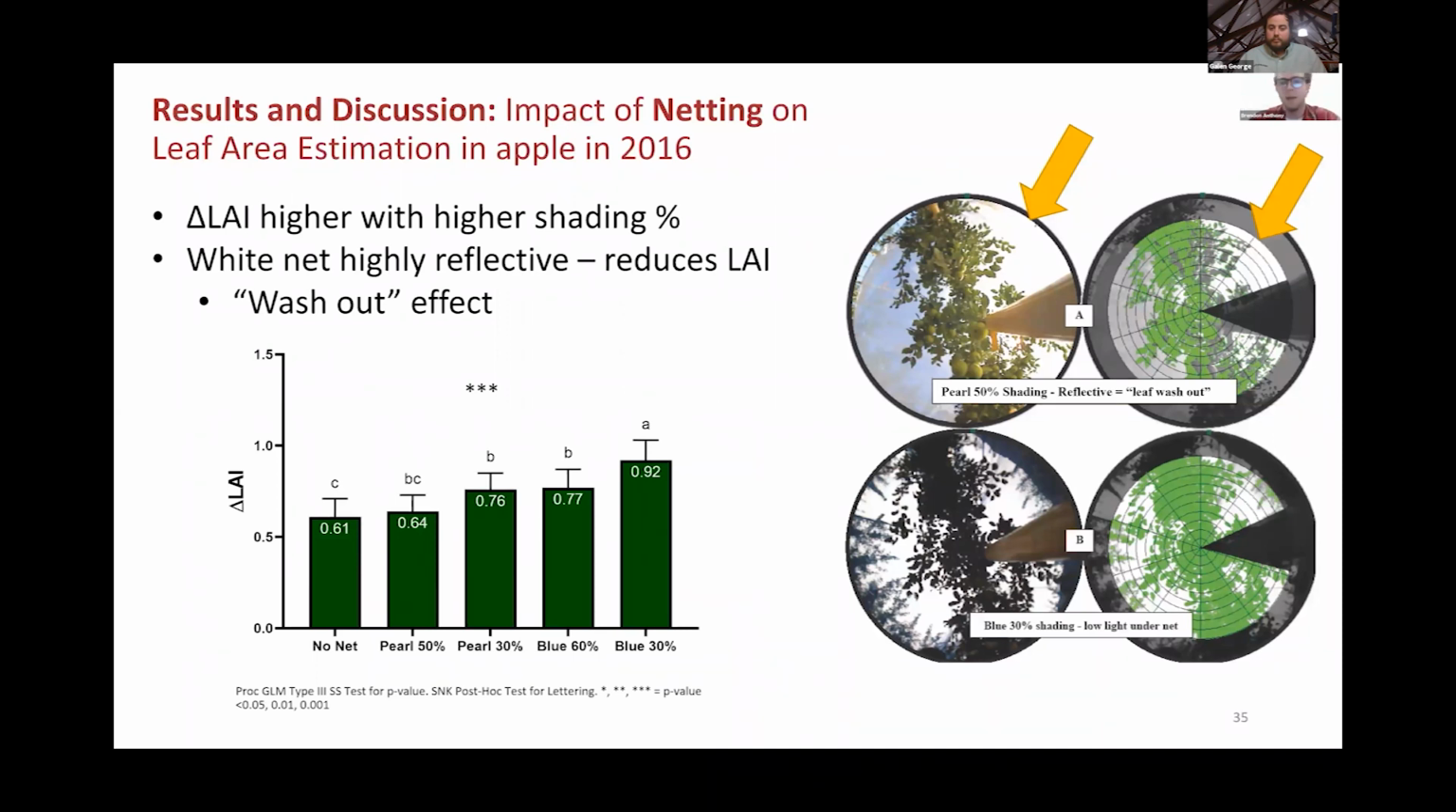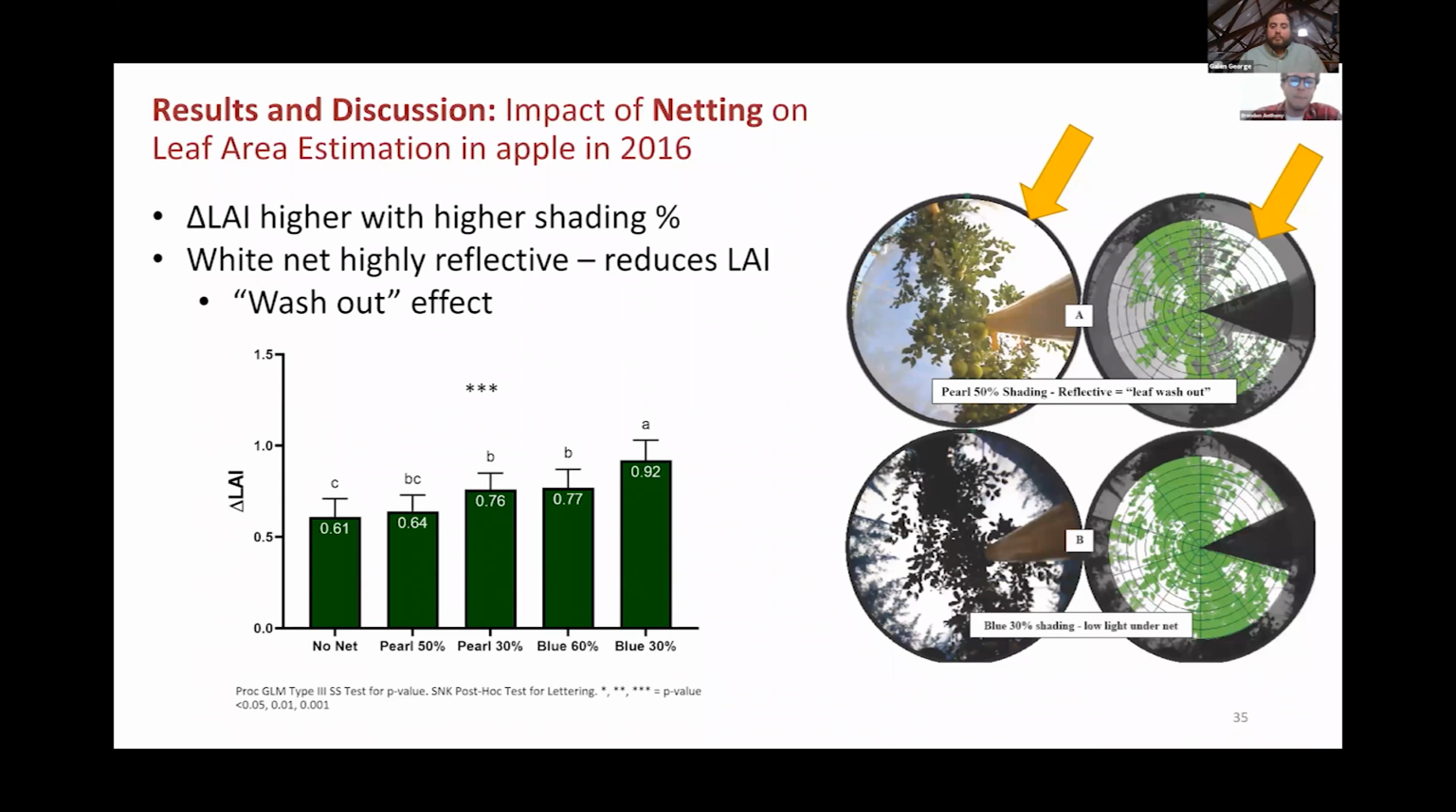Then the problem on the inverse side is if you have a really high light environment, and you can see that here, especially on this top image where we had the white net reflecting the light, that creates this kind of leaf washout effect. And then you're artificially deflating the accuracy of all the leaf area there. So the results showed that with no net and just our normal light environment, in the early morning where you have some light but not too much, that yielded the most accurate results for using the Canopy imager.